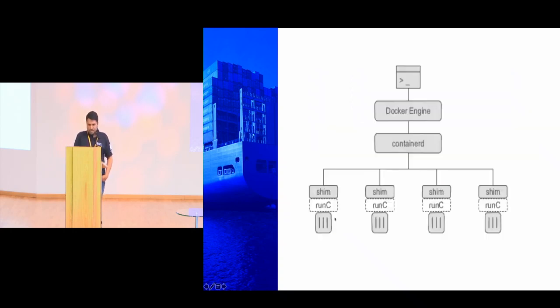So this is how a runtime looks. When you issue a command like docker run, it goes to the Docker engine, then it goes to containerd, then containerd starts a shim, and that shim starts runC, and that runC starts the container. Okay. So next time when you run a container, while the container is running, try to do a ps over the container. You'll see, or let me show you.